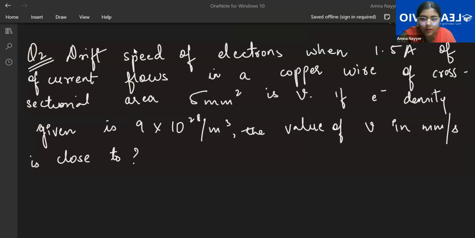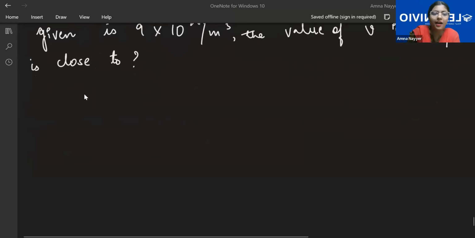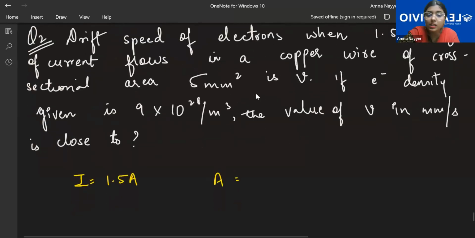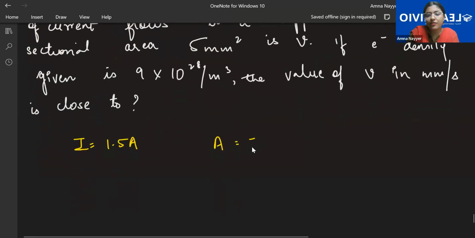So area is given to us, velocity is given, and n is given. Now it says what's the value of this V? What is it close to? See what all data do we have from the question. It says current of 1.5 amperes. Then it says cross-sectional area is how much it's given? 5 millimeter square.